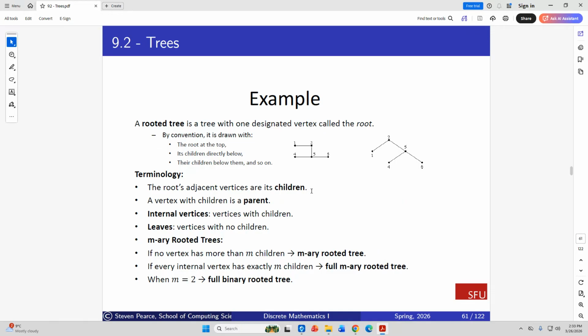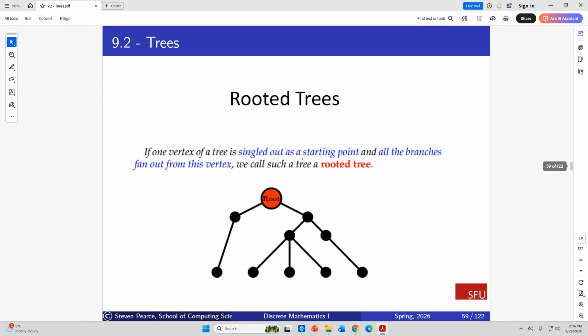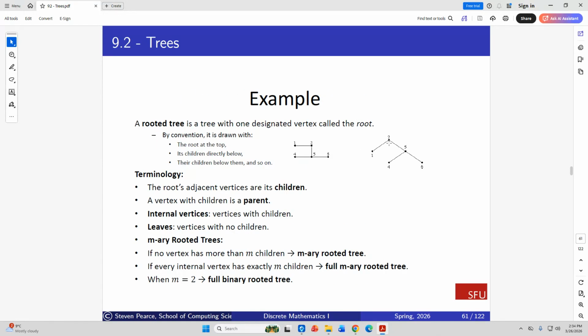So going back to the example we gave before, I'll pick 2 as the root vertex, just the way I drew it out. The root's adjacent vertices are its children. A vertex with children is a parent. Internal vertices: 5 is an internal vertex. That's the root, and these are all leaves. There's one internal vertex.